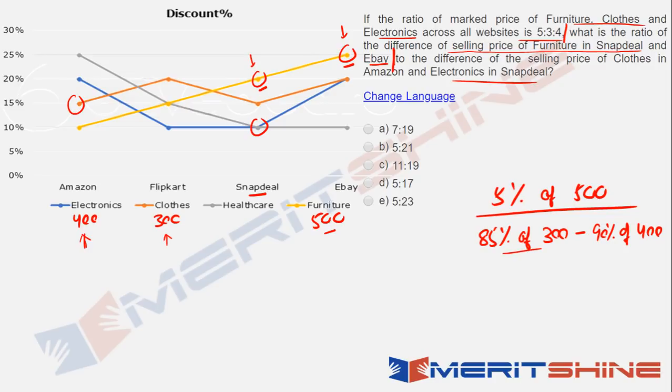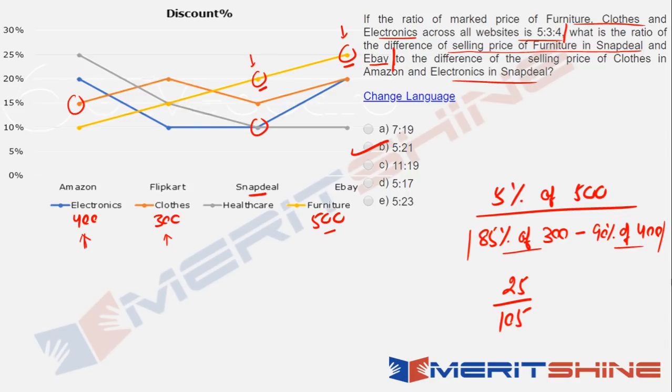Now you can see that this value is smaller, but difference means it can be any value. You have to take the modulus of this value basically. So this value would be 255, and this is 360. So what is this? This is 105 basically. So 25 upon 105, you are talking about which option here? This is option B, 5:21.